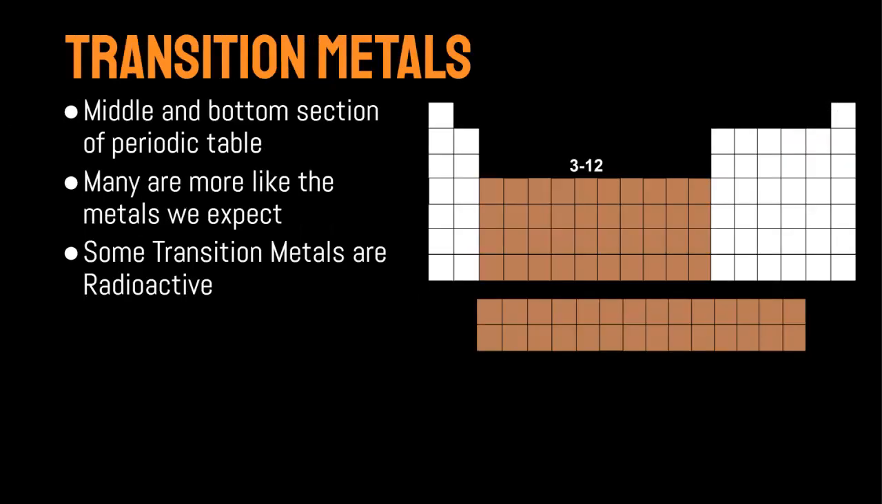Transition metals make up the middle and bottom sections of the periodic table. A lot of these are more like the metals that we expect, so things like gold, silver, titanium. Some of the transition metals, especially the ones at the bottom, are going to be radioactive.